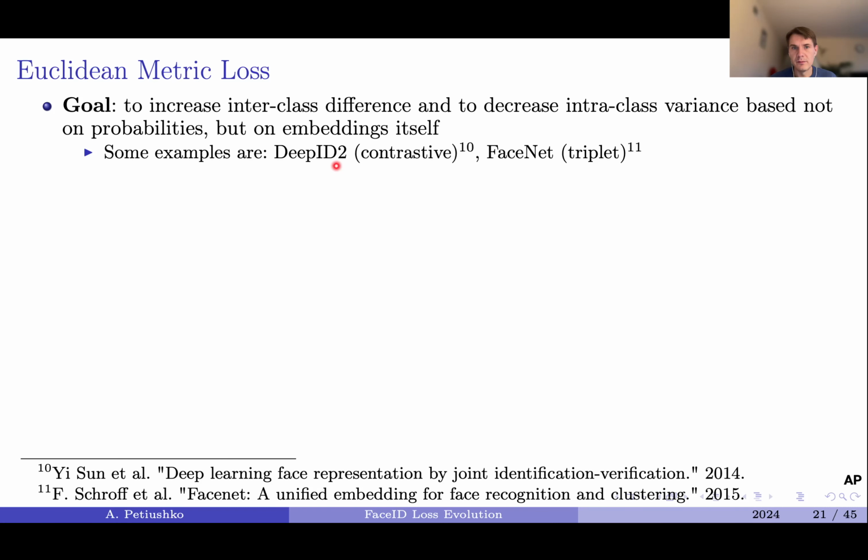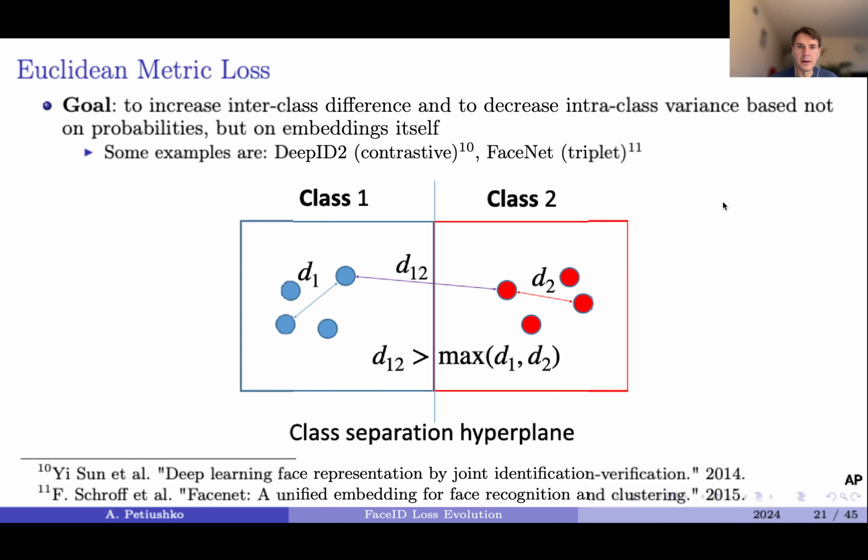Examples are DeepID2. Remember, we had DeepID on some of the first slides, but for the second version, they already used the metric loss, or more specifically contrastive loss, or FaceNet, a very famous paper from 2015, which used triplet loss. And the idea here is to make this interclass difference, D12, greater than the maximum intraclass variations, D1 or D2, and make this class separation.